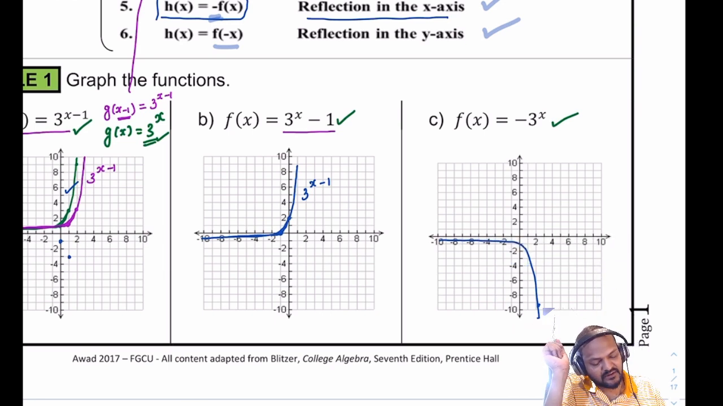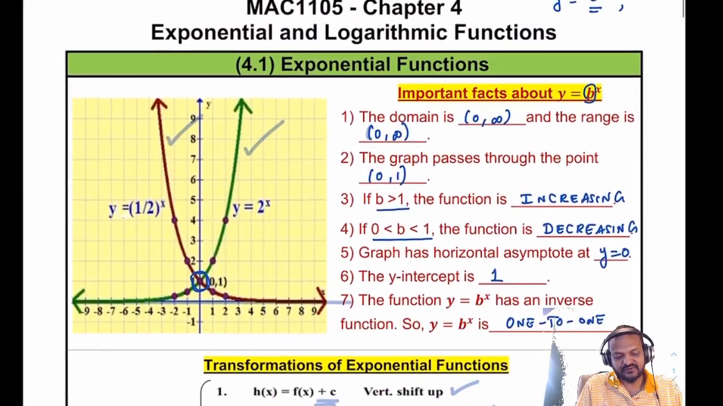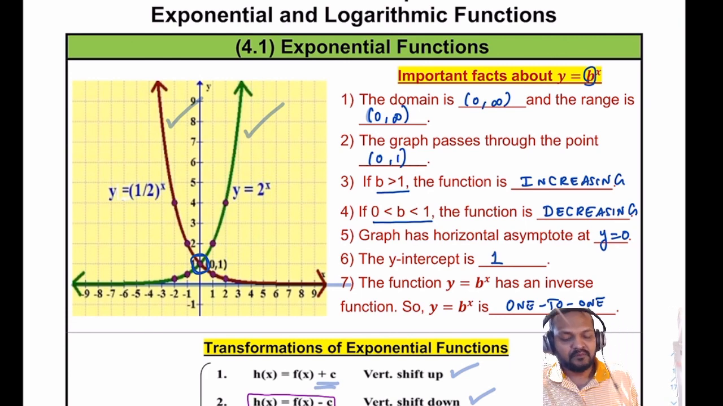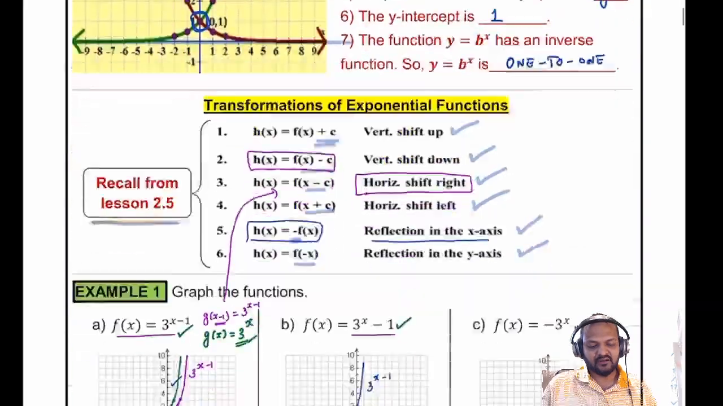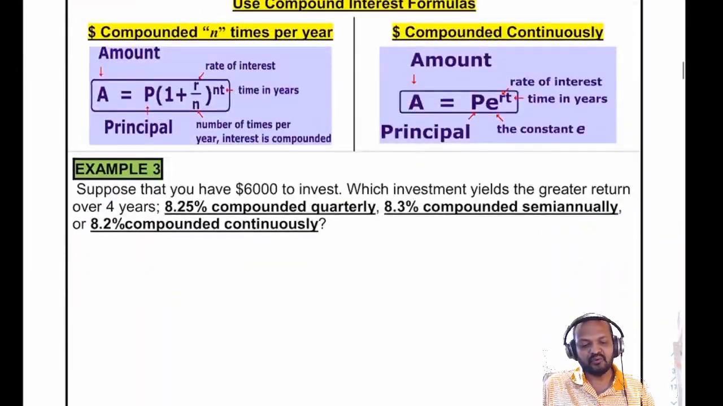So this would be the graph of the function -3 to the x. And this is how we graph these exponential functions. So these are wonderful functions. These play a very vital role in various applications, so let's take a look at what other applications we can do. One other application that we can do is compound interest, right?